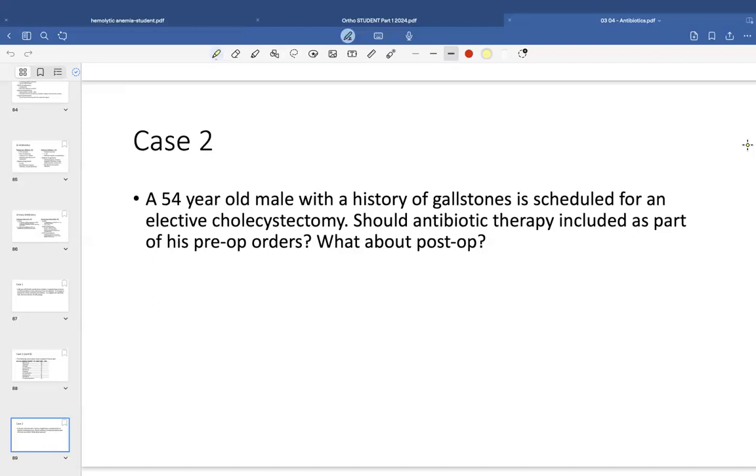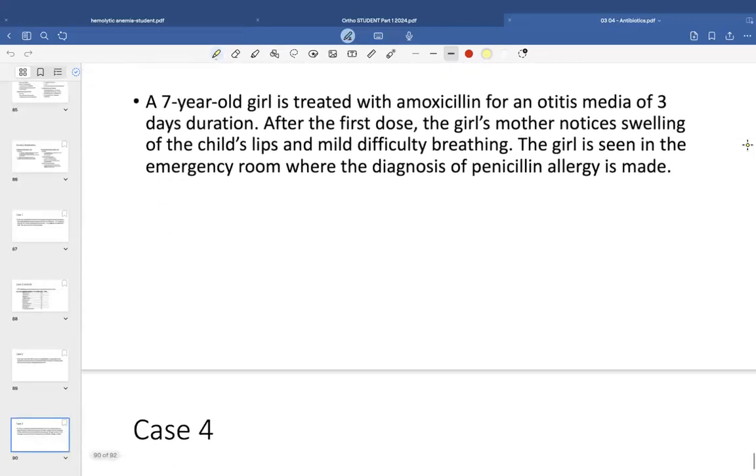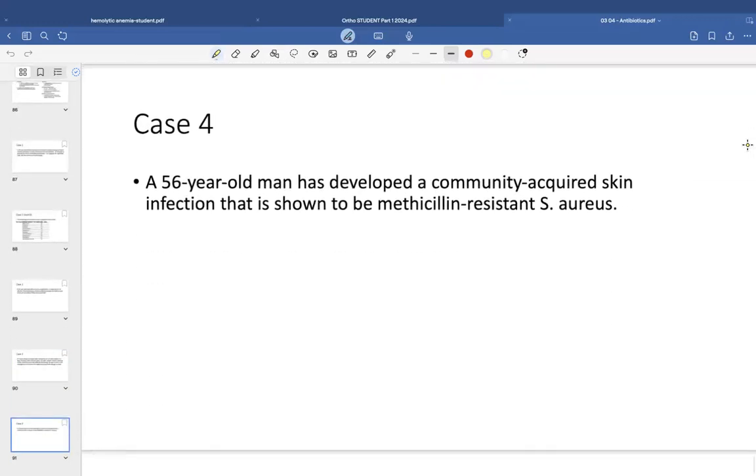Our final case. We have a 56-year-old who has developed a community-acquired skin infection that is shown to be methicillin-resistant Staph aureus. Again, this would probably be outpatient treatment. MRSA means resistance to any beta-lactams. So we often give first generation agents in this case. But being that it's MRSA, we do see some community-acquired MRSA skin infections.